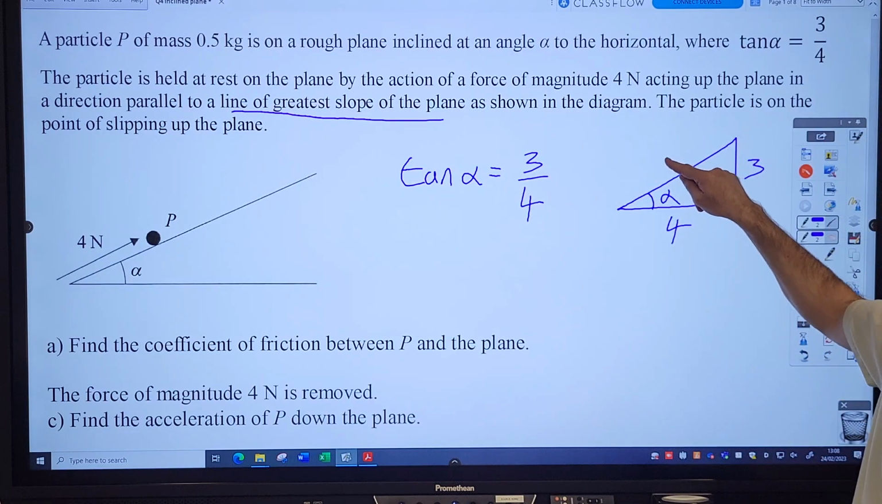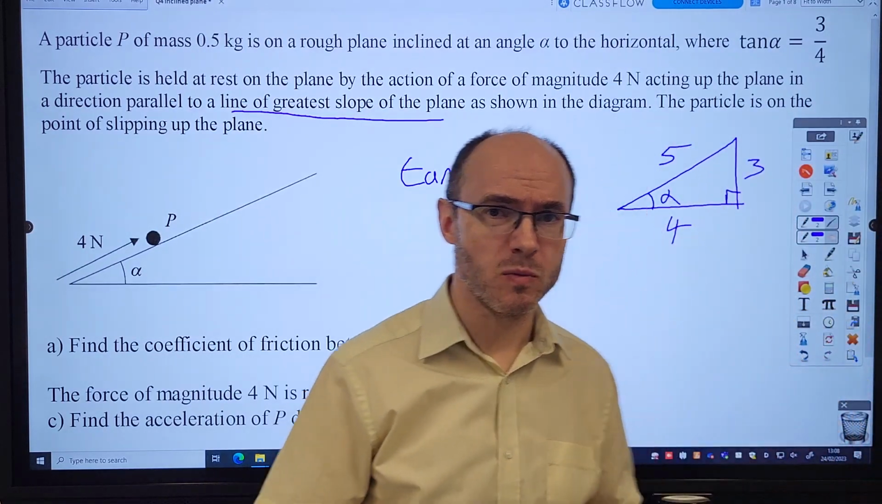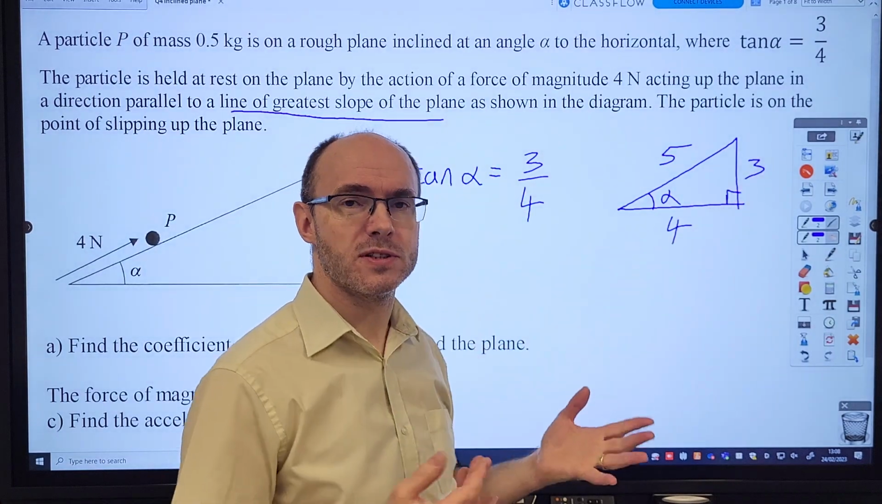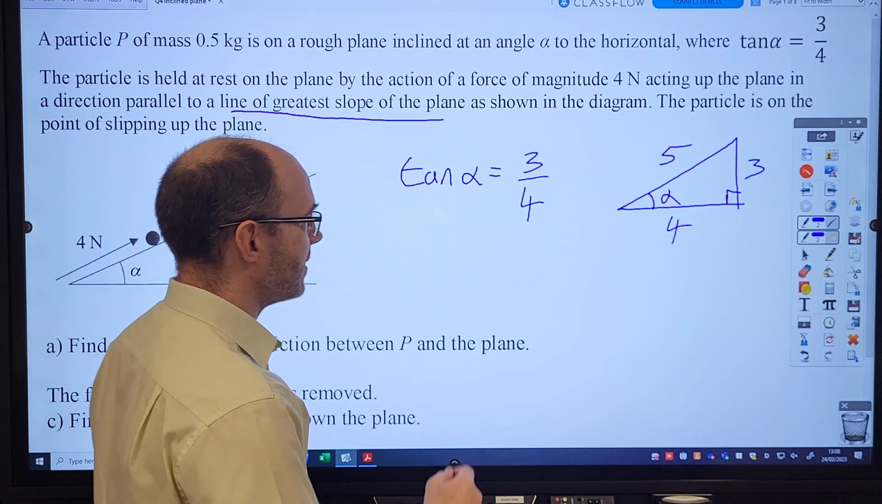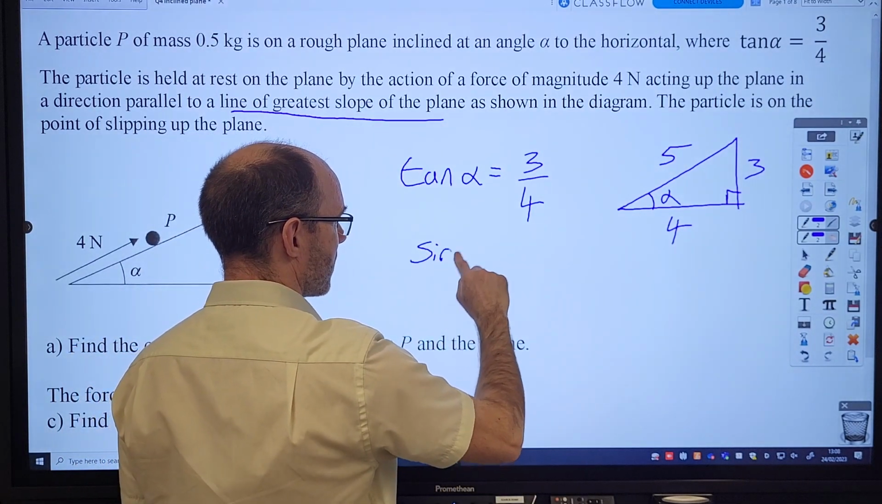What I'm going to do is work out the hypotenuse, which is 5. It's a 3, 4, 5 triangle, a Pythagorean triple. 4 squared plus 3 squared, 16 plus 9 is 25, square root of 25 is 5. And now I'm going to work out an expression for sine alpha and cos alpha.